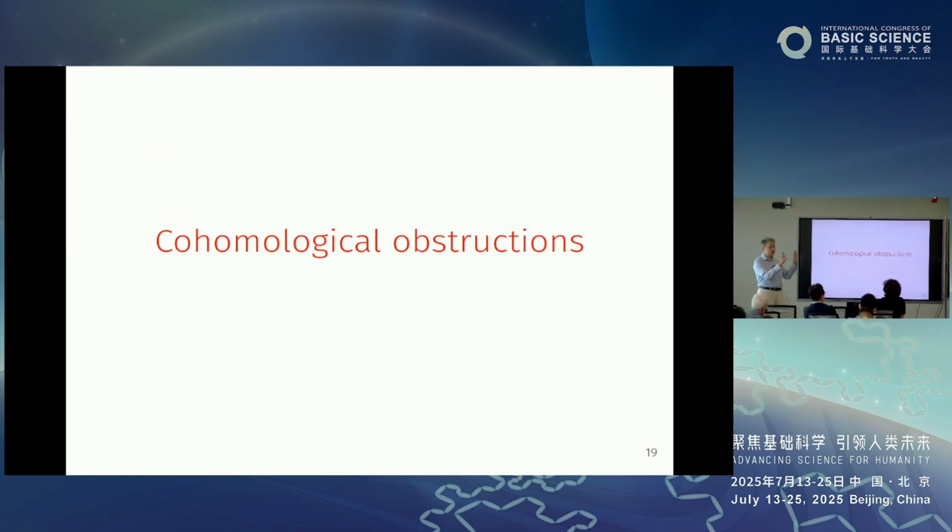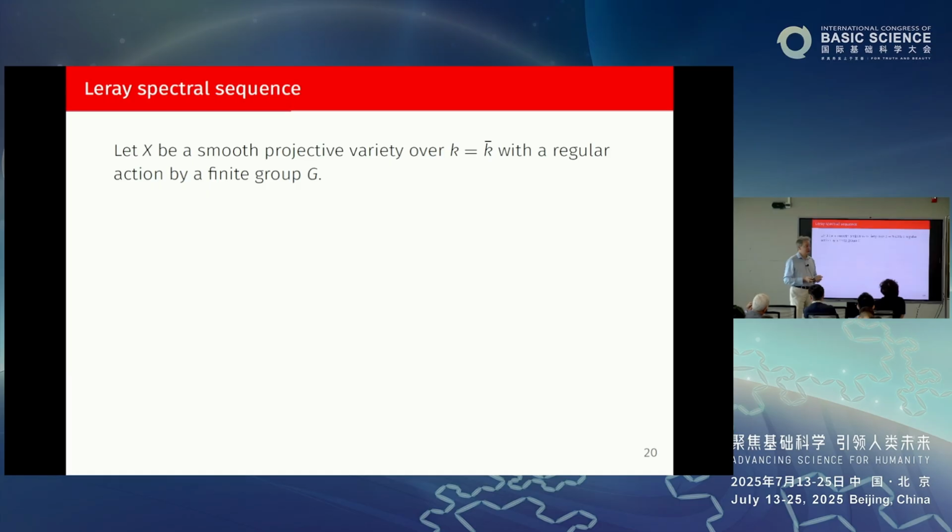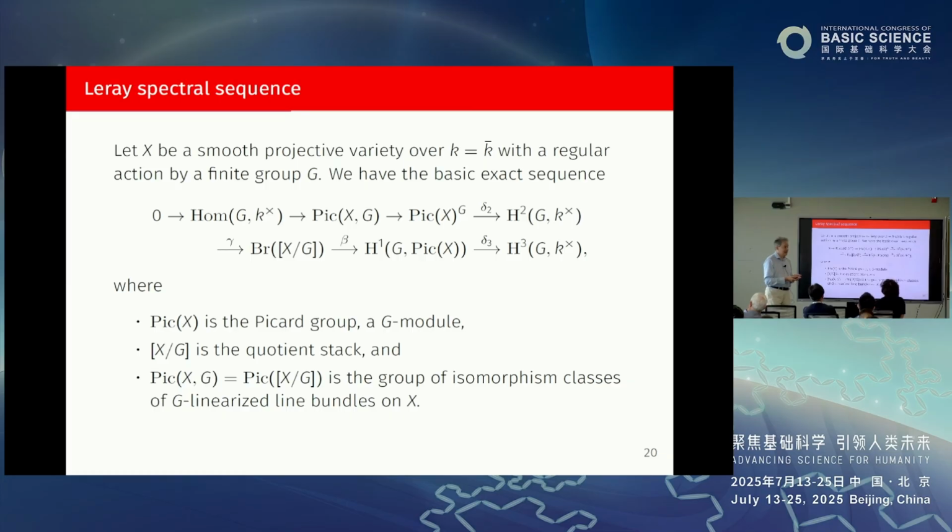All right, so this is just background, and how are we going to deploy these things in geometry? So there are some cohomological obstructions that emerge. If you have a smooth projective variety over an algebraically closed field, with a regular action of a finite group G, then there is an exact sequence that comes out of a Leray spectral sequence for the G action, which looks like this. So, well, Pic, of course, is familiar.